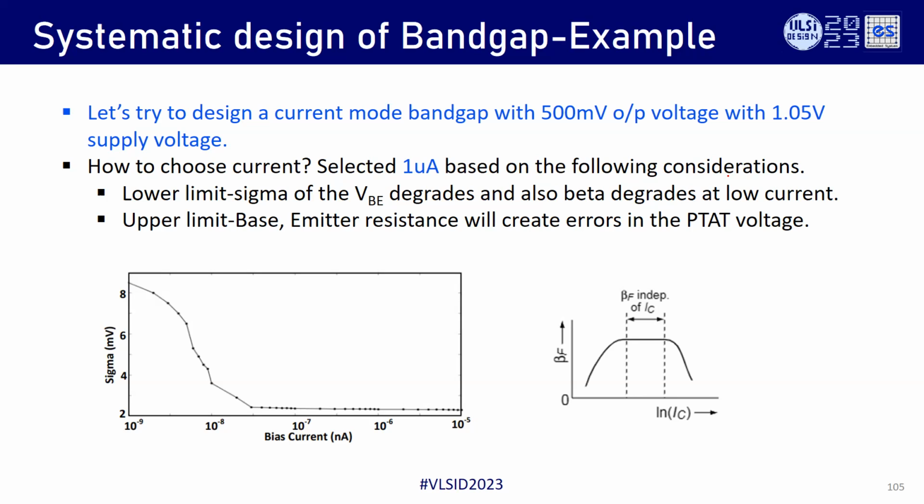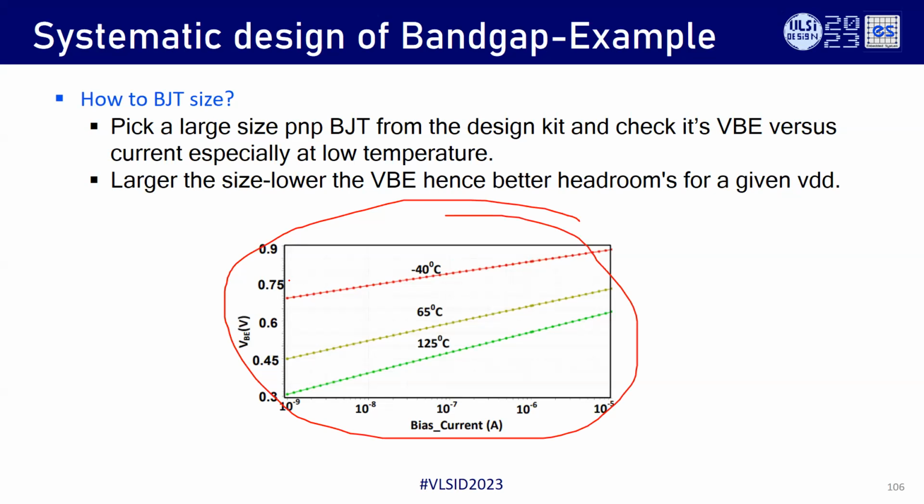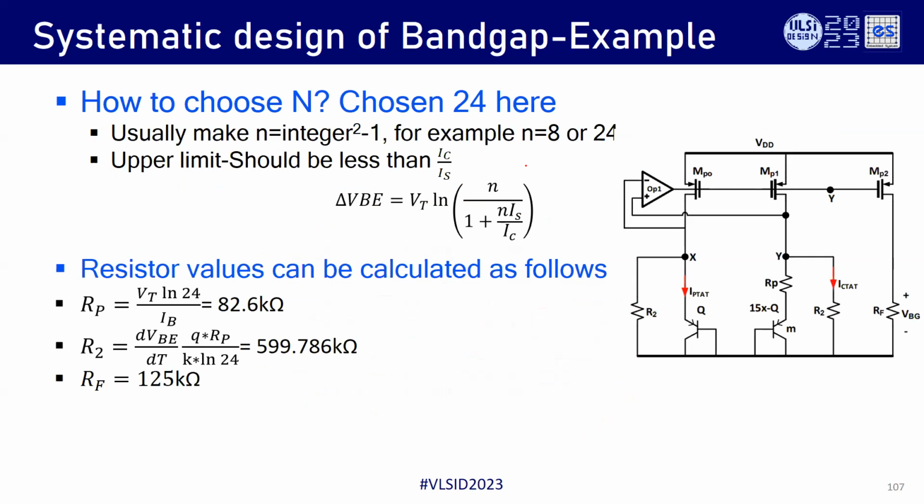As I said, it's mostly characterizing the BJT. You need to select how much current you need. Very low current is good from the parasitic resistance point of view, but at the same time, if you see beta versus current, at very low current the beta drops. So you cannot take very low current. To choose the BJT size, sweep the current and see what minimum voltage you need. That is how you choose the BJT. And how to choose N is a long story.